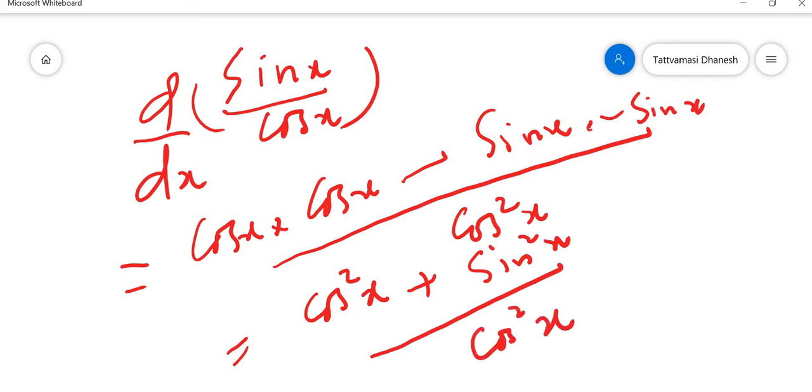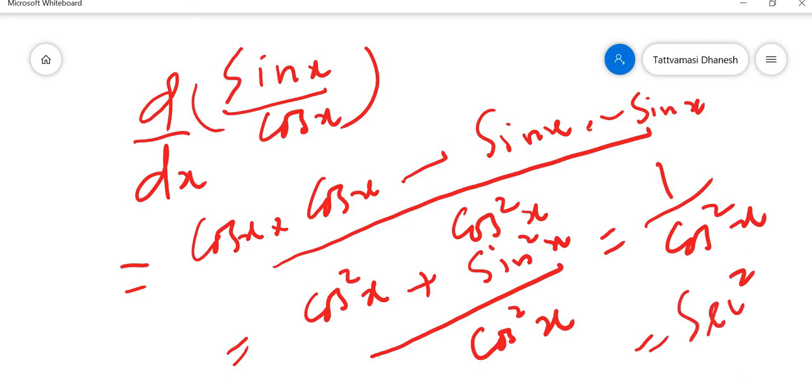What is cos square x plus sin square x? It is 1. You know the trigonometric formula. These formulas you know. Sin square x plus cos square x is 1. Sec square x minus tan square x is 1. Cosec square x minus cot square x is 1. You know that. So in the same way, sin square x plus cos square x is 1 divided by cos square x. So 1 by cos square x. This we call it as sec square x. So this is the answer. 1 by cos square x is sec square x. So here it is v into du by dx minus u into dv by dx divided by v square.